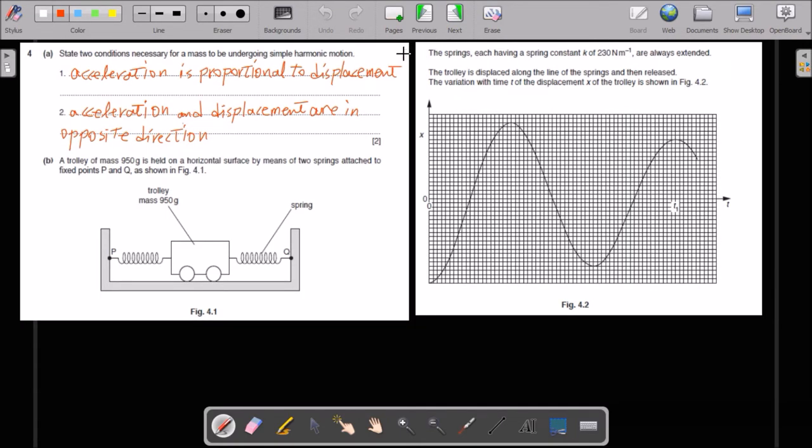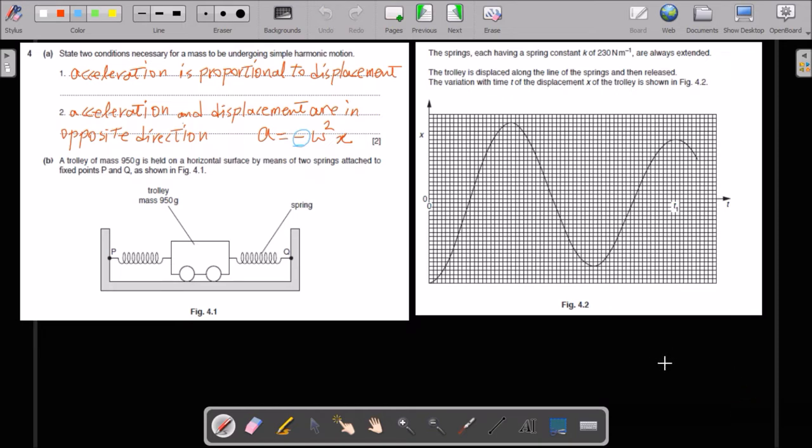Question 4. State two conditions necessary for a mass to be undergoing simple harmonic motion. Number one, you know that in simple harmonic motion, acceleration is directly proportional to displacement. So you can write this condition. And the second condition, you know that the formula for acceleration is equal to negative omega squared times x, displacement. So because of this negative sign, you can say that acceleration and displacement are in opposite directions, because when acceleration is positive, displacement is negative. When displacement is negative, negative times negative, that's why acceleration becomes positive. Okay, this is the first part.